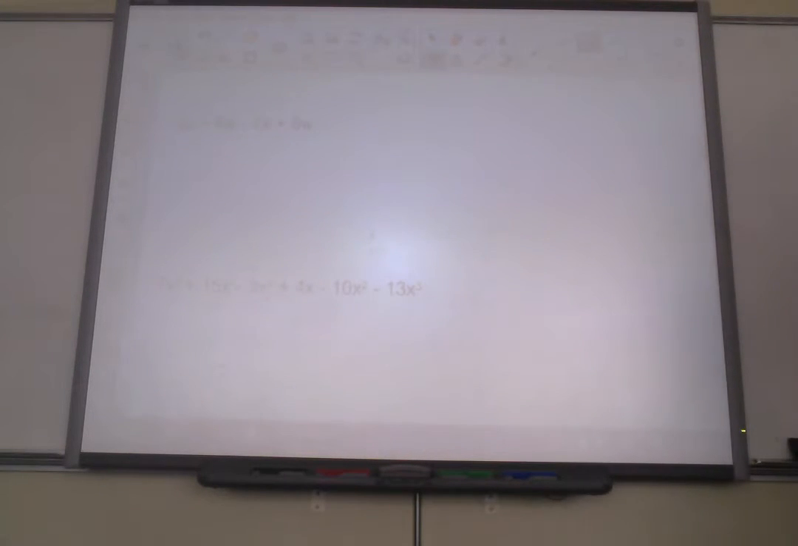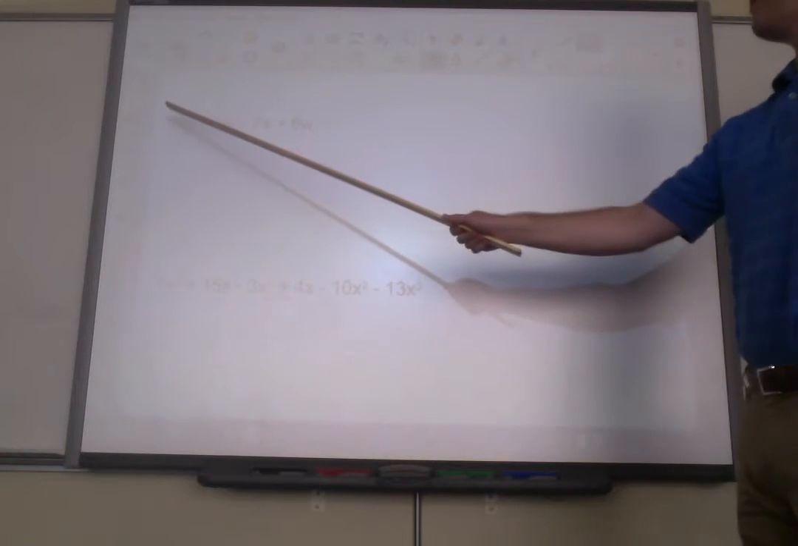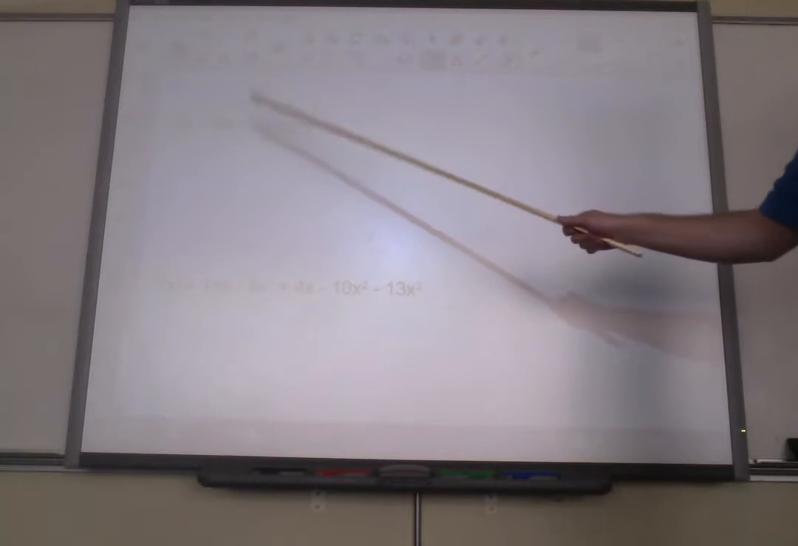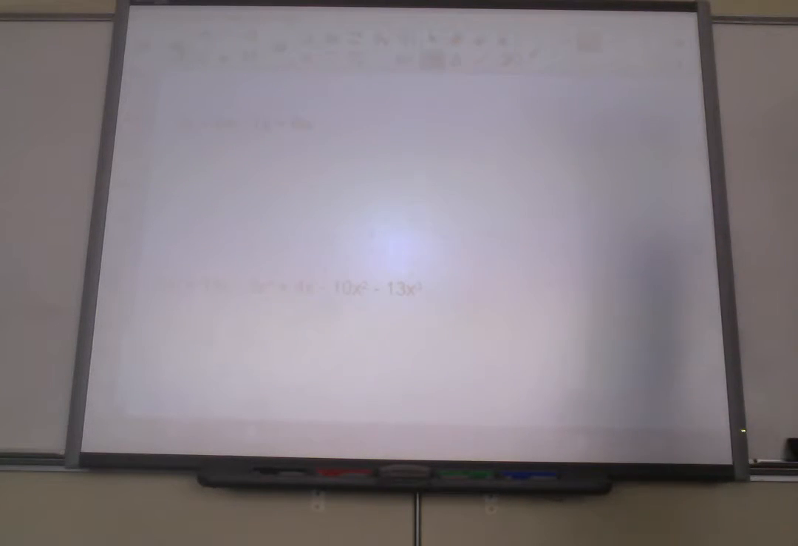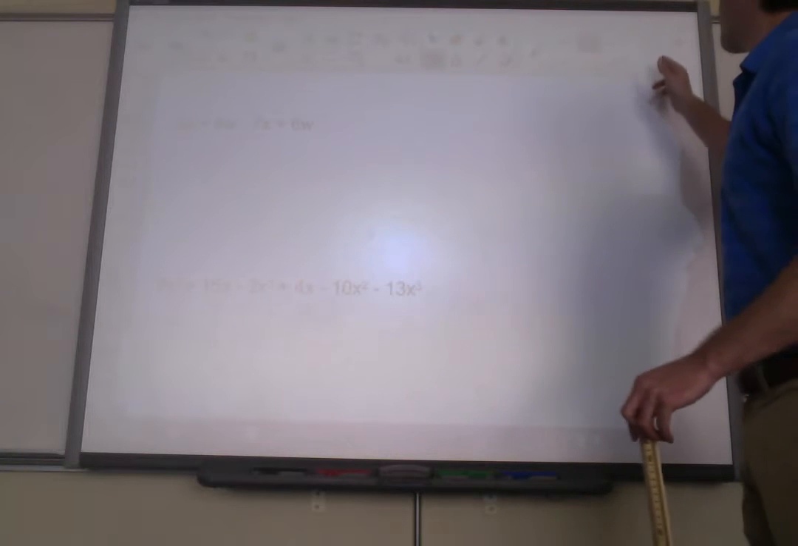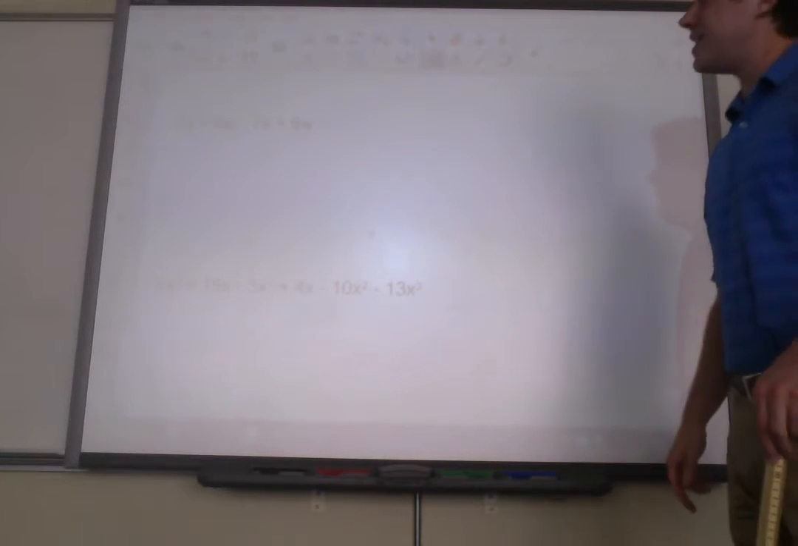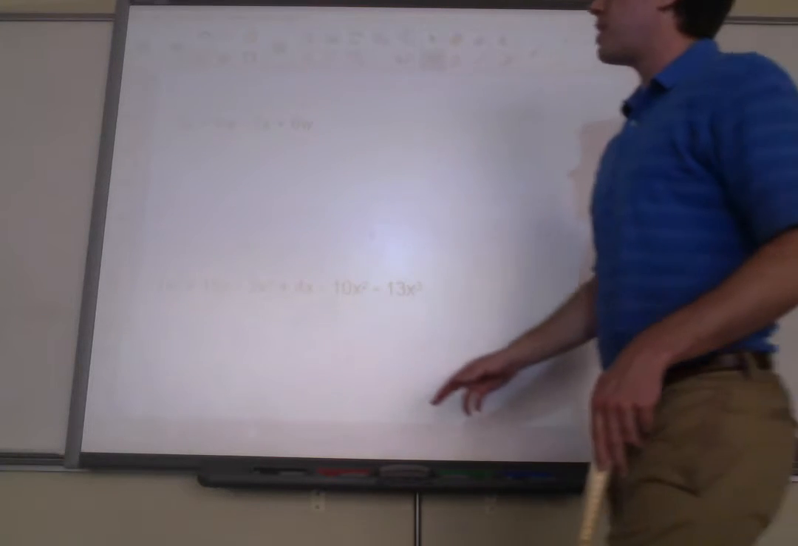So, let's talk just first about combining like terms. Combining like terms. Same thing as simplifying, really. It's the same basic thing. So, first expression here, we've got 3x plus 4w minus 7x plus 6w. All right, first thing I want to point out here is that, remember, we want to think of each of these as being totally separate terms.